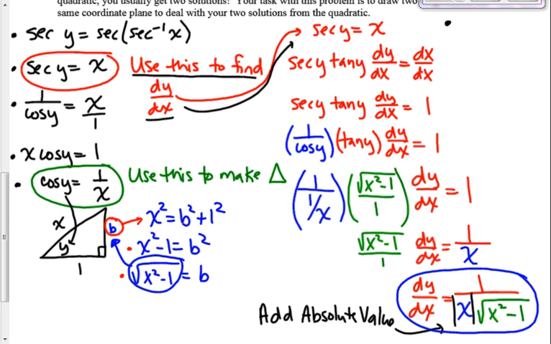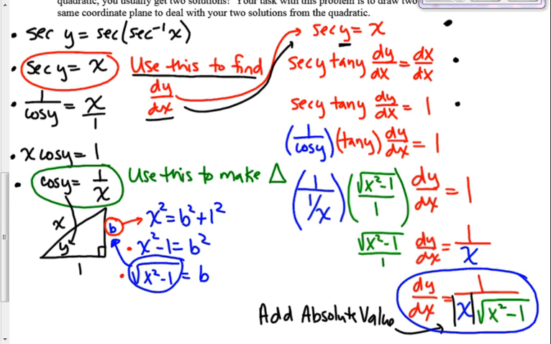First thing I did is I rewrote that I had secant y is equal to x, and then I took the derivative. The derivative of secant y is secant y tangent y, and then it's a chain rule times the derivative of y with respect to x, because y was the inside of my secant, right here. And then the derivative of x with respect to x is just dx dx. In my next step, I simply rewrote my dx dx as a 1.